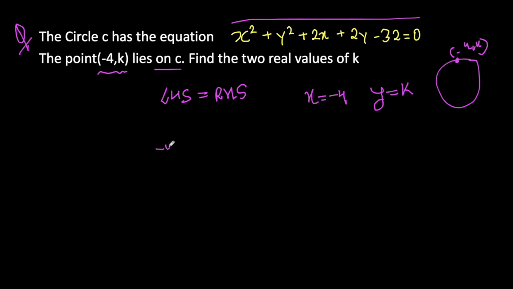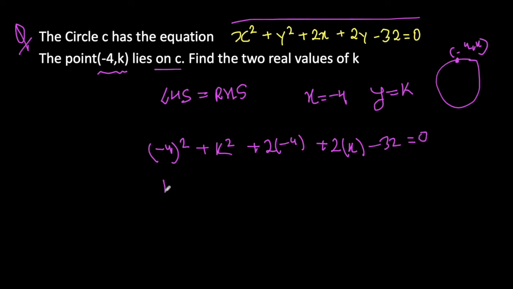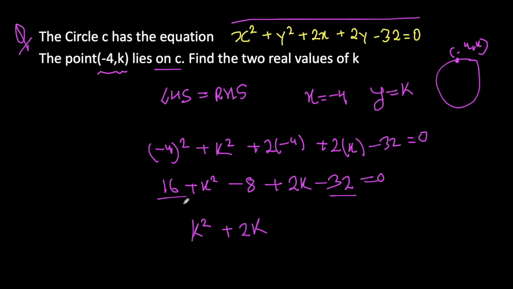Okay, so if we put (-4) square, this will become K square, this will become 2 times -4 plus 2K minus 32. And if you try to solve this, you'll get 16 plus K square minus 8 plus 2K minus 32 equal to 0. We'll try to simplify this one. First write K square, then 2K, and 16 minus 8 minus 32 will give you -24. This is -24 equal to 0.